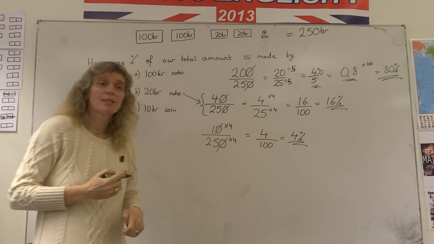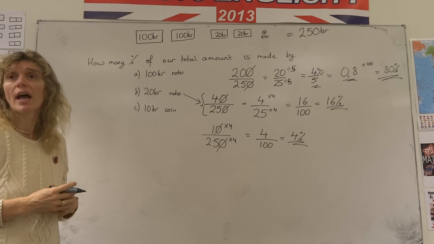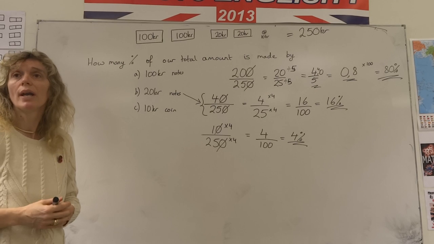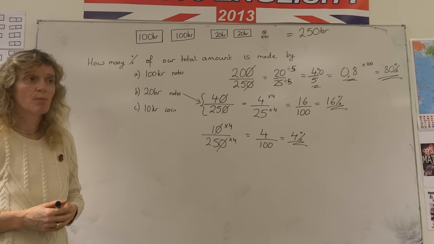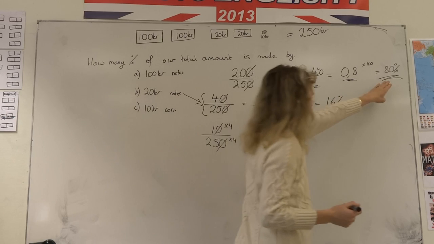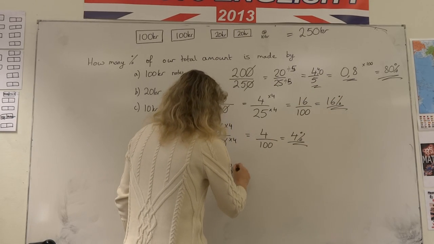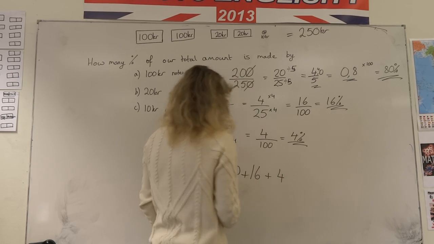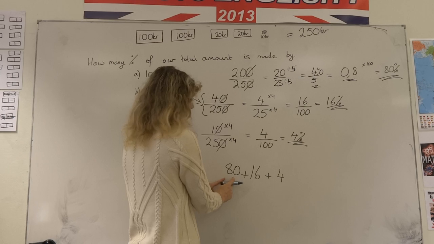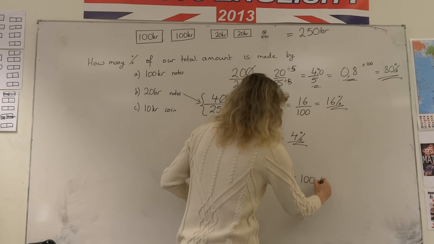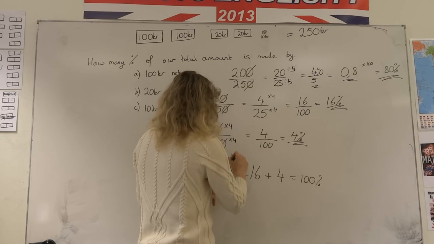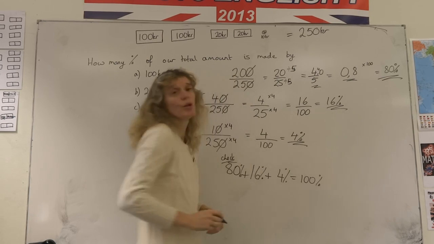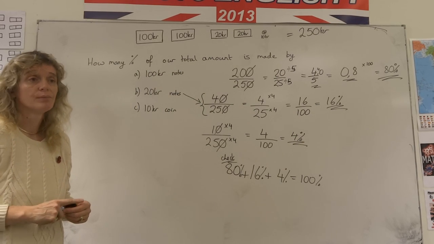The nice thing about percentages is you've often got this little final check. Because of course, all of these must add up to be 100% if I haven't made a silly mistake somewhere. So let's look at which percentages I've got. I've got 80% plus 16% plus 4%. 16 and 4 is 20. 20 plus 80 is 100. So I have a little check here that you can do when you get this type of question to make sure that you haven't made a silly mistake somewhere.